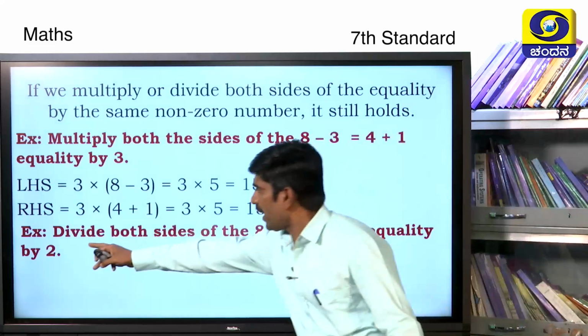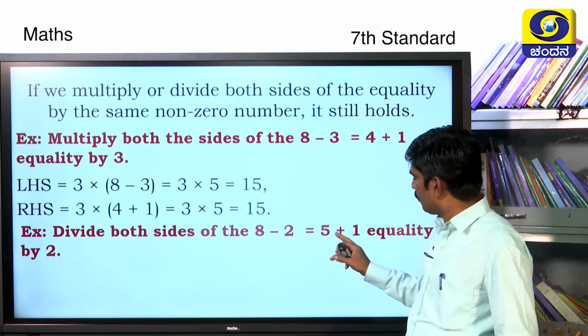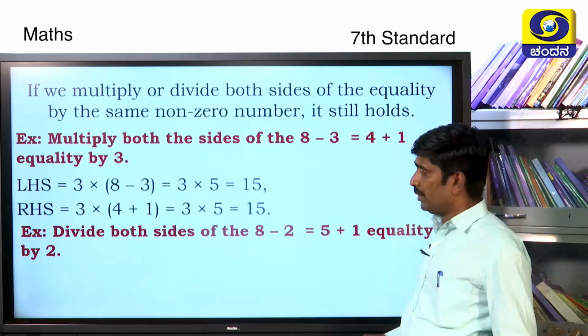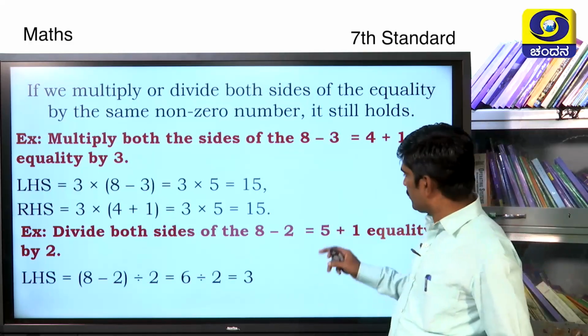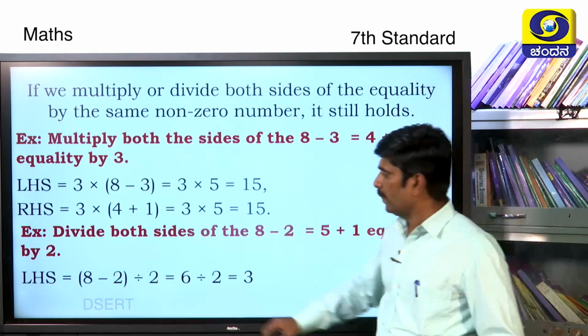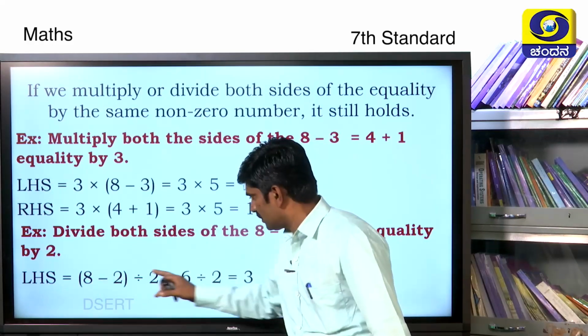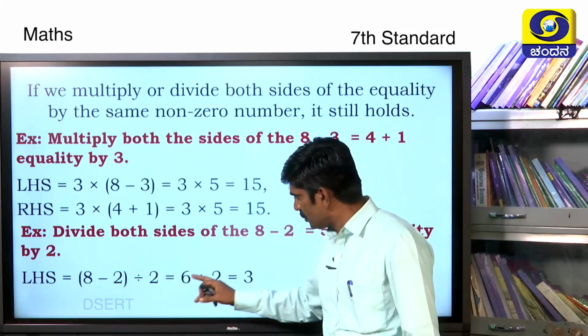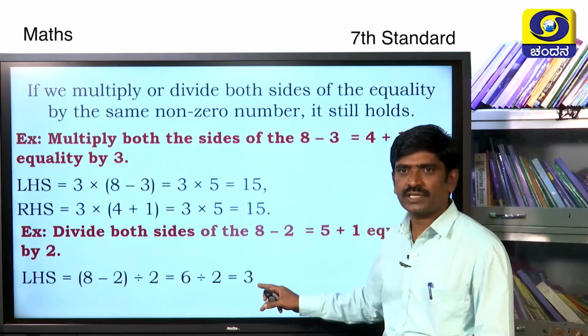Then divide both sides of the equality 8 minus 2 is equal to 5 plus 1 by 2. Divide by 2. Then LHS is 8 minus 2 divided by 2. 8 minus 2 means 6. 6 divided by 2. 2 threes are 6. Yes, 3 is the answer.